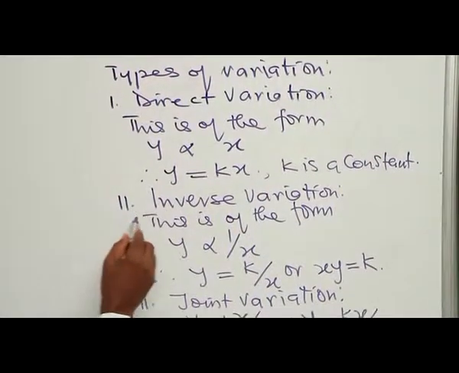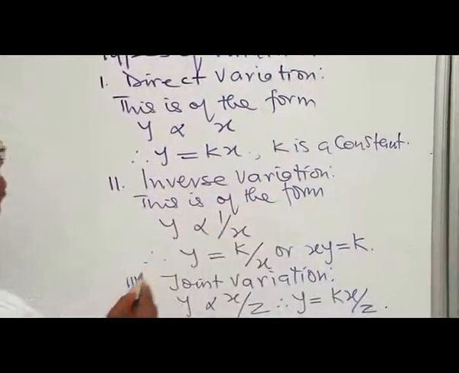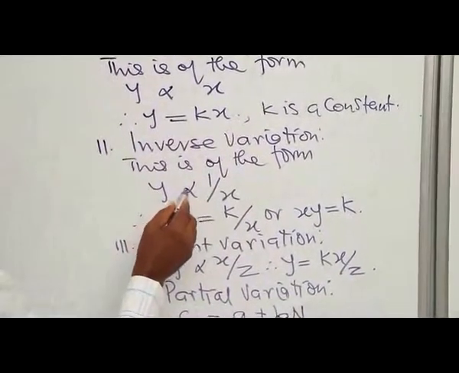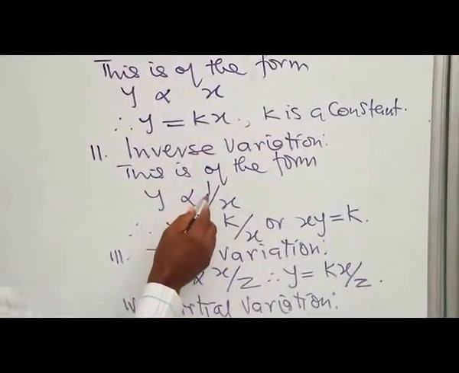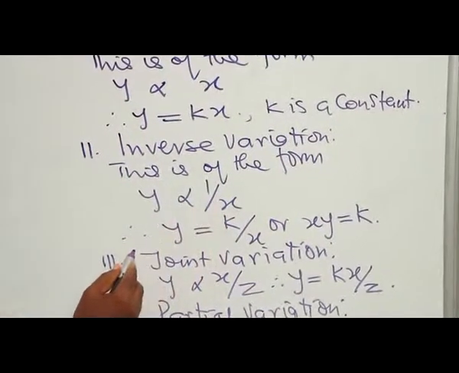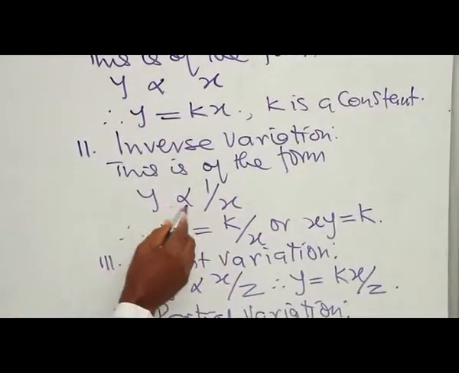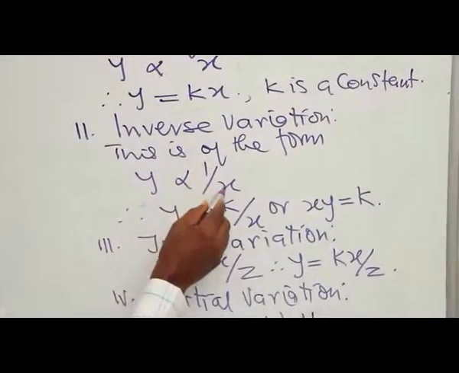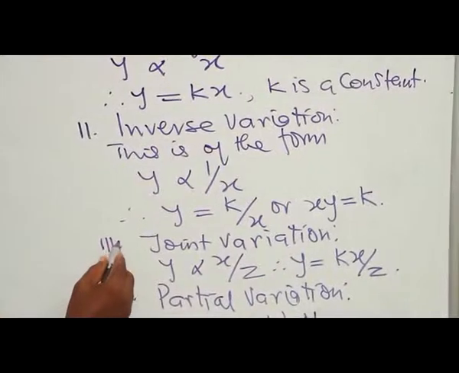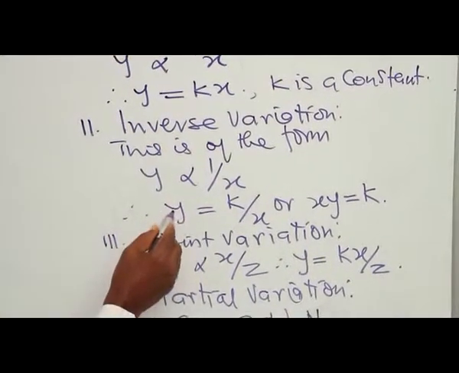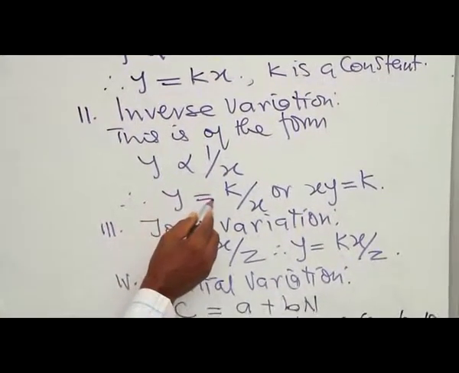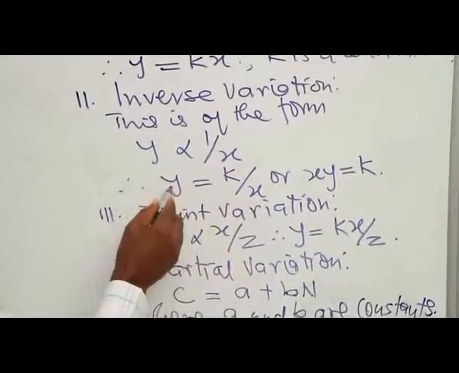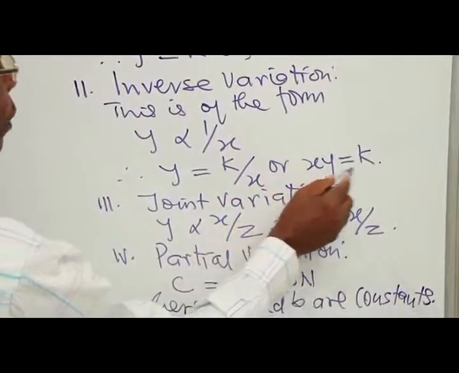The second type is inverse variation. This is of the form y varies inversely with s. In other words, you can also say that y varies directly with 1 over s. For this inverse case, it therefore means that y is equal to k all over s. If you cross and multiply, sy will be equal to k.